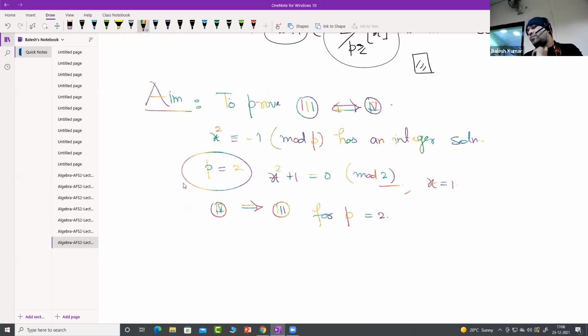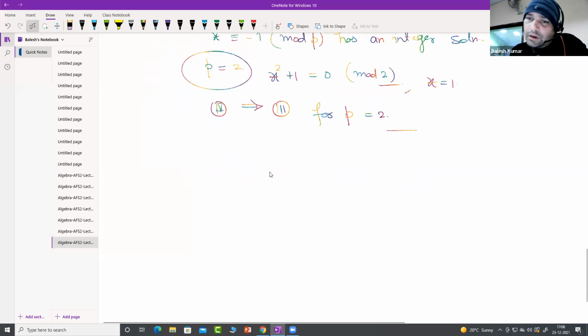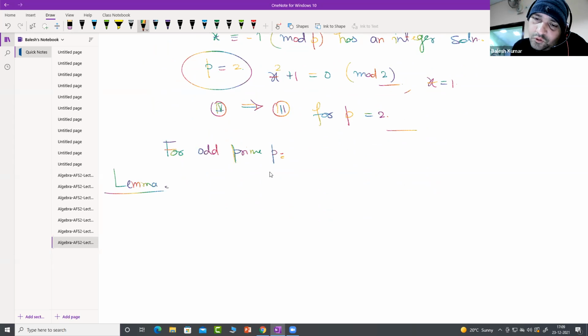And for odd primes, we need to check whether such a thing holds or not. In order to see this, we need to again prove a lemma. So what does this lemma actually say? For odd primes, we need to look for odd primes p, and this lemma helps us to prove this equivalence. If you take p an odd prime, then here is the first statement.